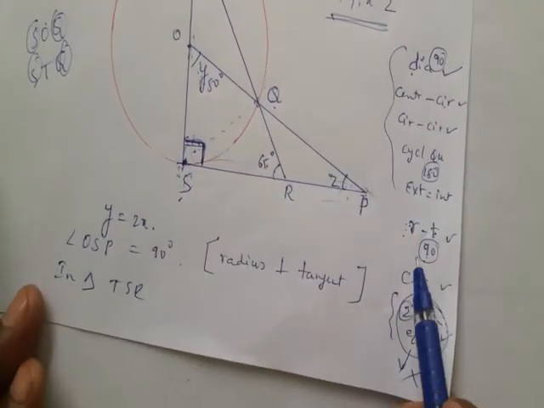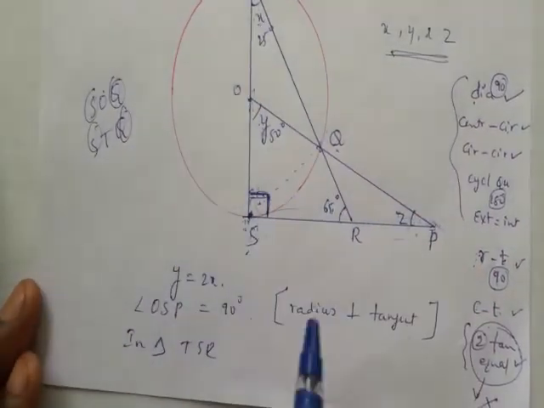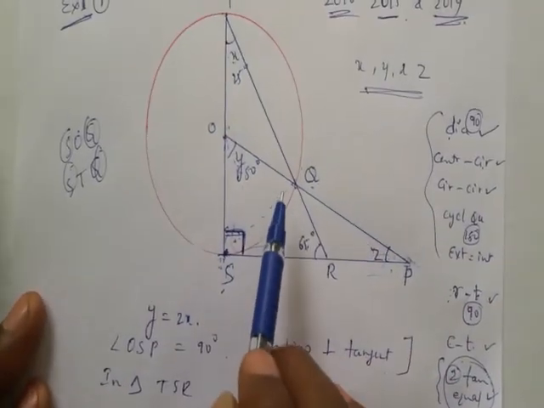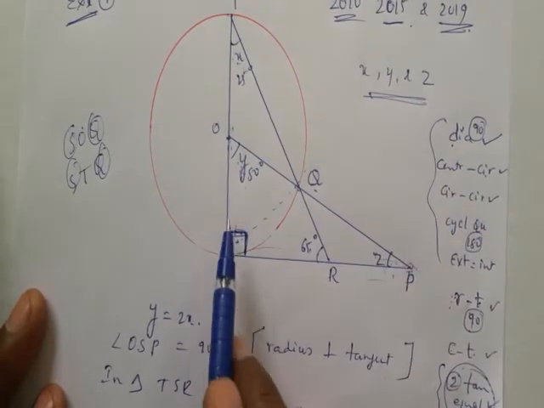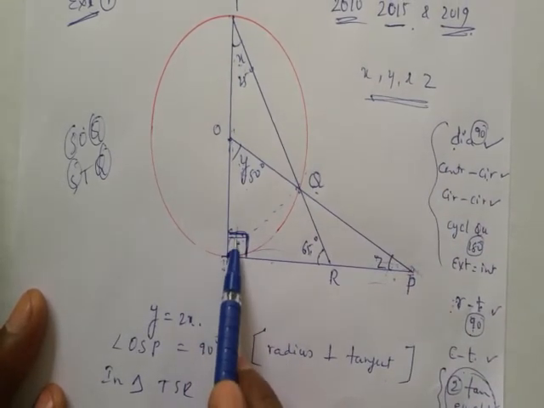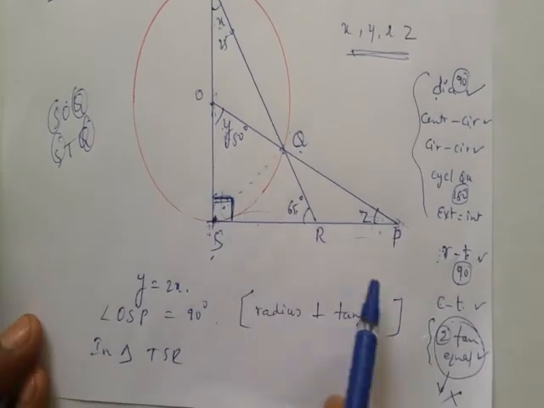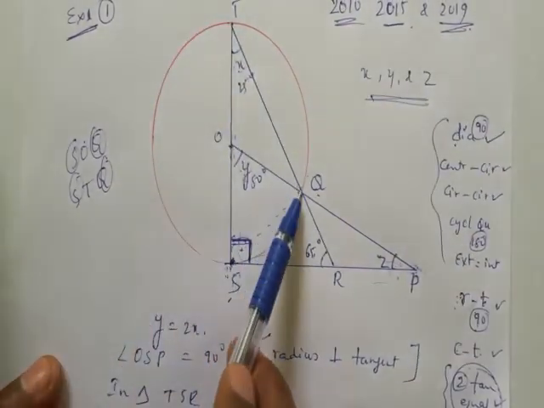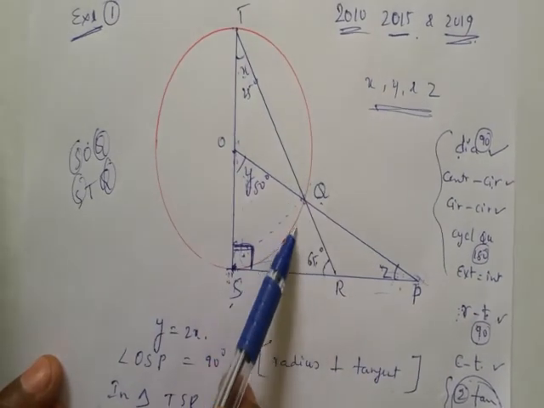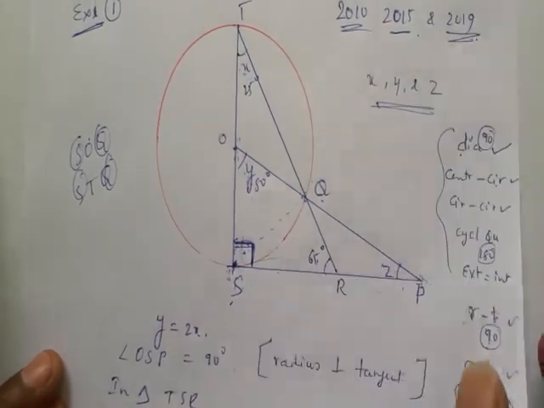One more theorem, the chord and tangent theorem, we are not using. The reason is in this problem between chord and tangent there is no angle formed. Remember, only between radius and tangent an angle is formed, so we wrote 90 degree. Where is the chord, where is the tangent? TQ is a chord of course, but here there is no tangent. So the angle between chord and tangent we are not using in this problem.